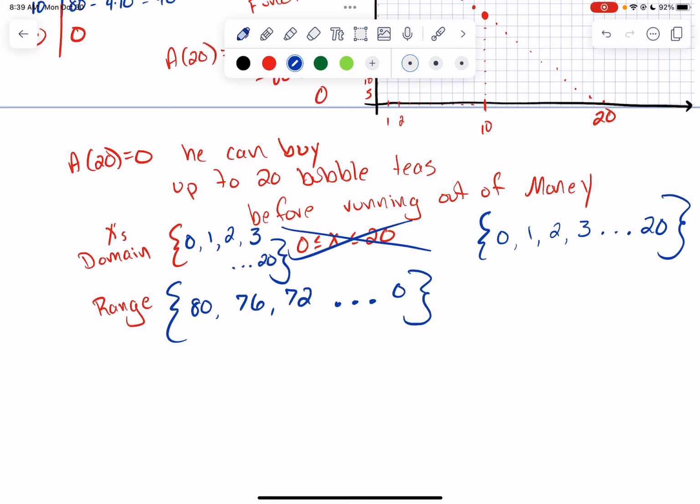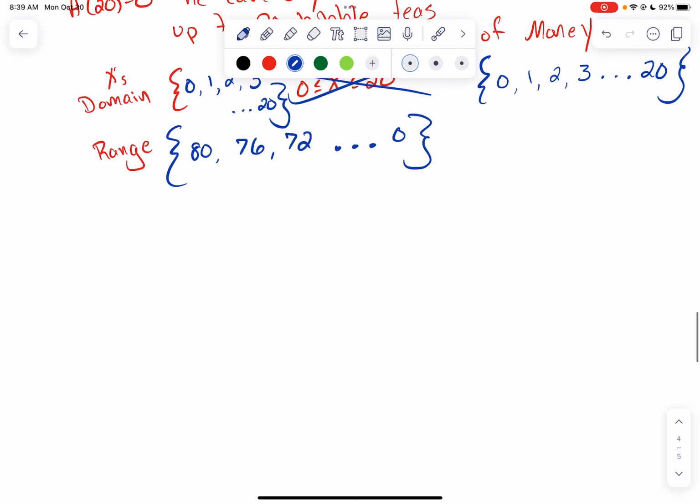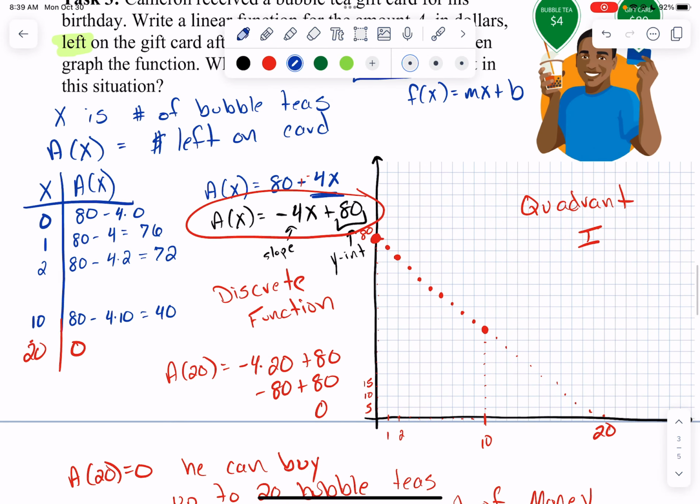Okay, because I can't include those in between. The value of my gift card is never going to hit 50 bucks because I can't get there by going down by 4s each time. Okay. All right, so this is what a discrete function looks like. Again, you don't connect the dots if you can't include the in-betweens.